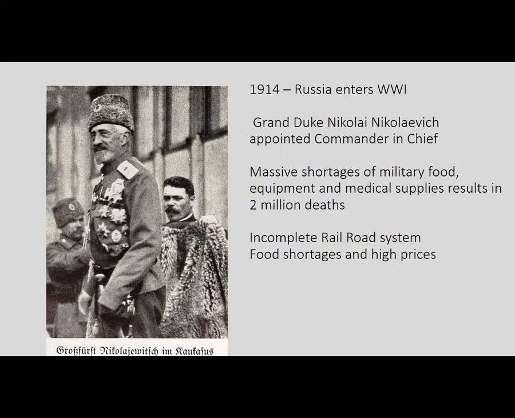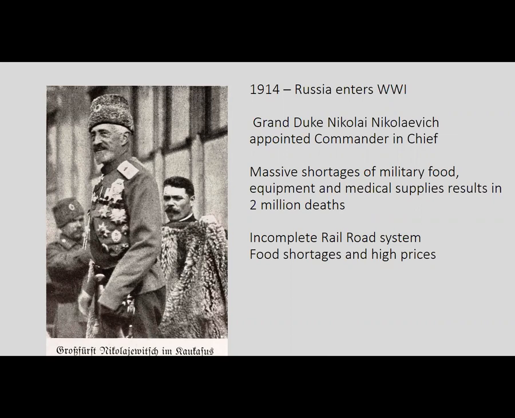While he is commander, and this is part of the famine and the drought, but also ineffectual leaders, there are massive shortages of military food and equipment and medical supplies, and this results in the death of 2 million soldiers alone. The railroad system is incomplete. It only goes so far, so they start to ship food and supplies, but then they can't get it to where it's going, and the food rots.